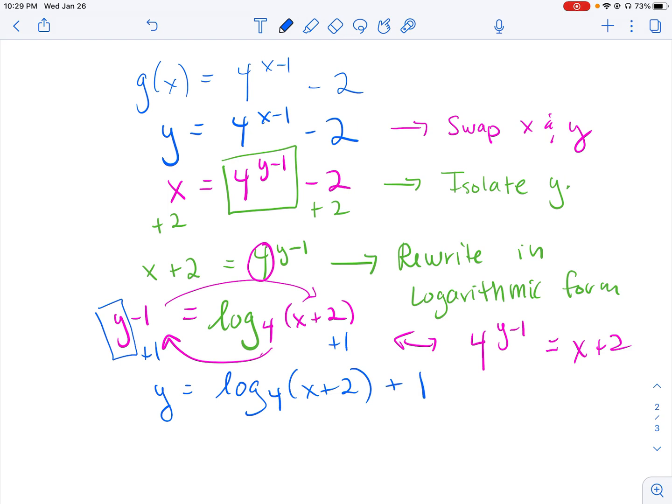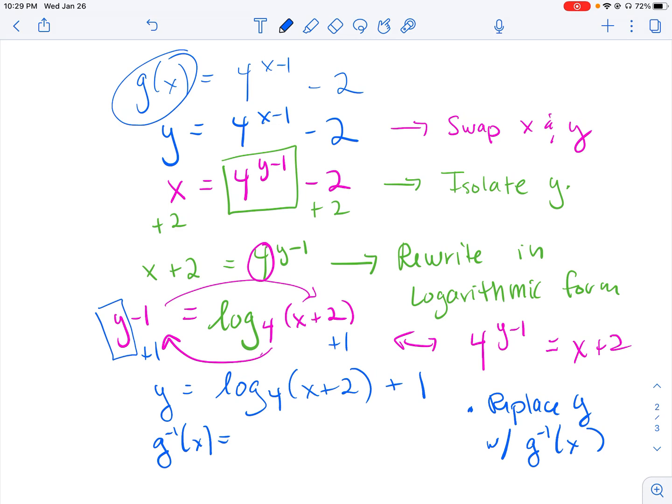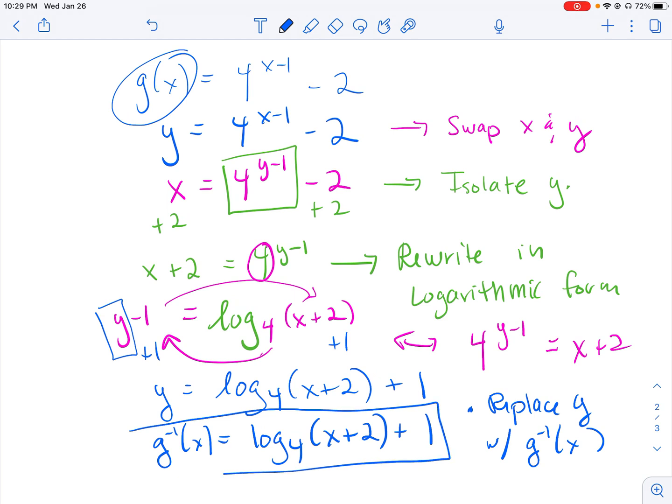Now the very last step is to replace y with our function notation for inverses, which if we started with g of x at the very beginning of our problem, the inverse notation is g inverse of x. So that's my very last step. G inverse of x is log base 4 of x plus 2 plus 1. And that is our answer.